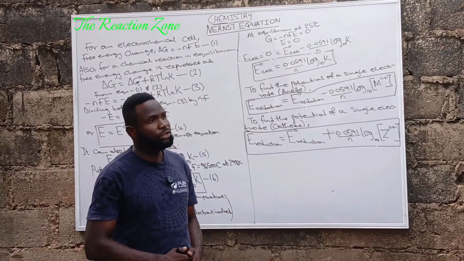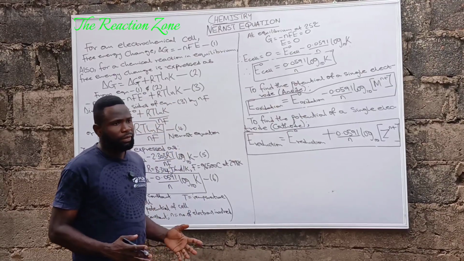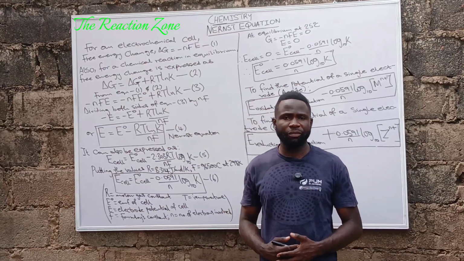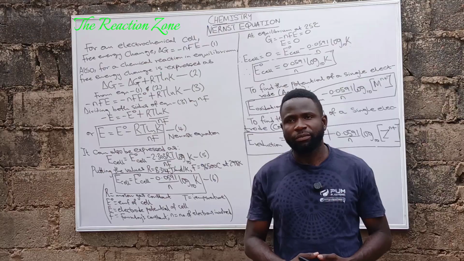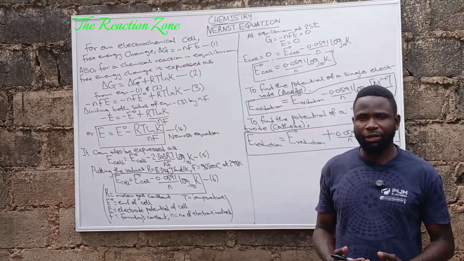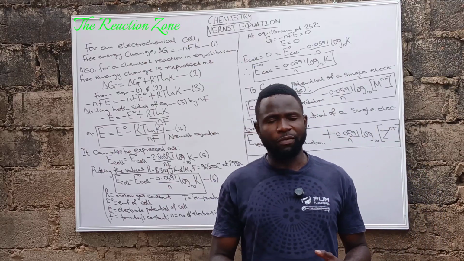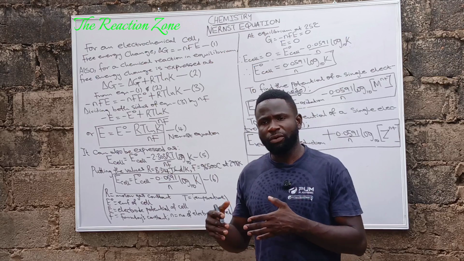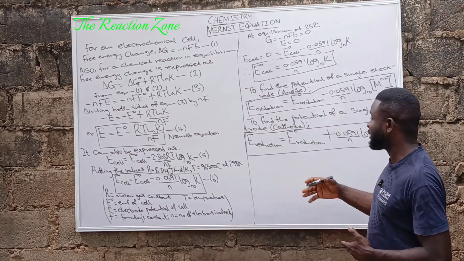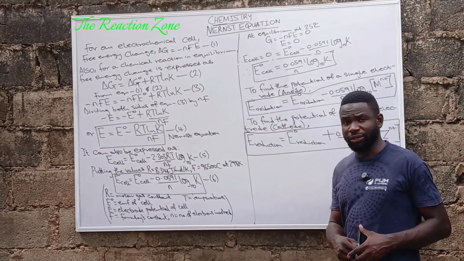In today's lesson, we're going to look at how to derive the Nernst equation. Now, the Nernst equation shows the relationship that exists between electrode potential and concentration of ions in solution. Specifically, the Nernst equation shows the dependency of electrode potentials on concentration of ions in solution. Now we're going to look at how to derive the Nernst equation and other similar equations that are also necessary.